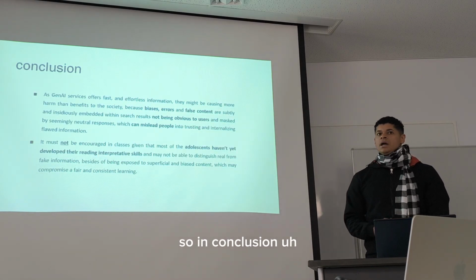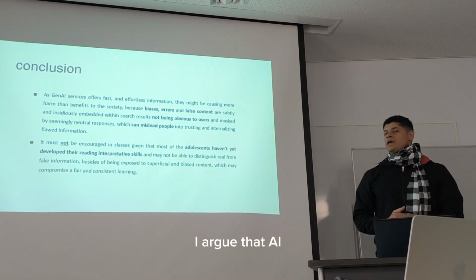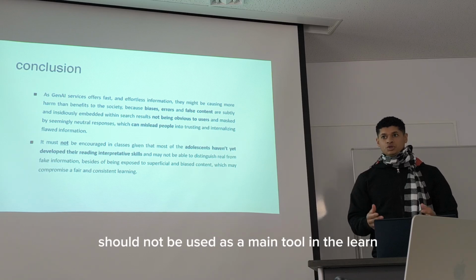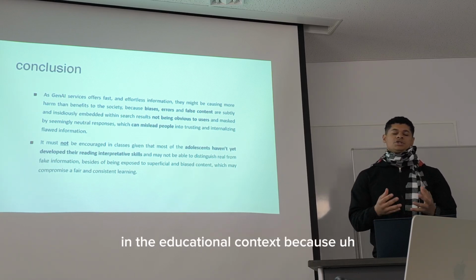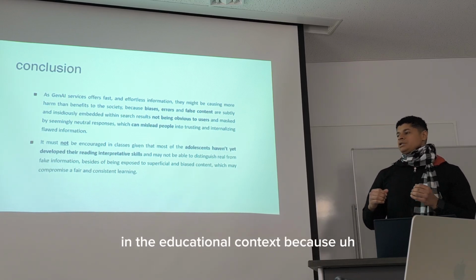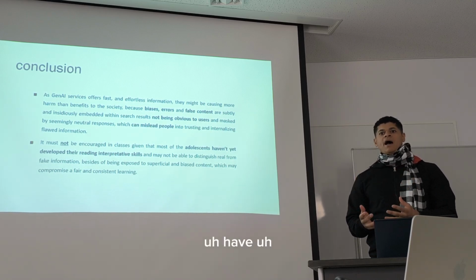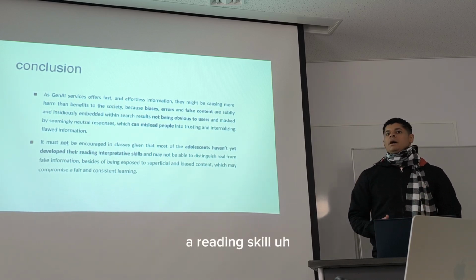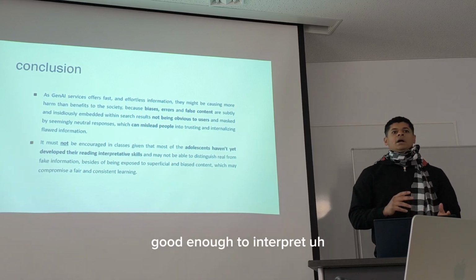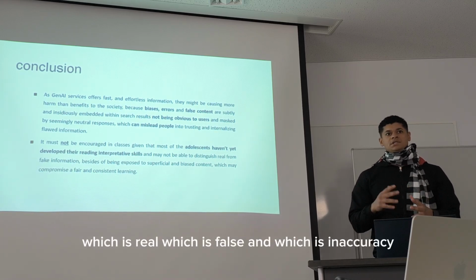So in conclusion, I argue that AI should not be used as a main tool in the educational context because teenagers and adolescents still don't have reading skills good enough to interpret which is real, which is false, and which is inaccurate.